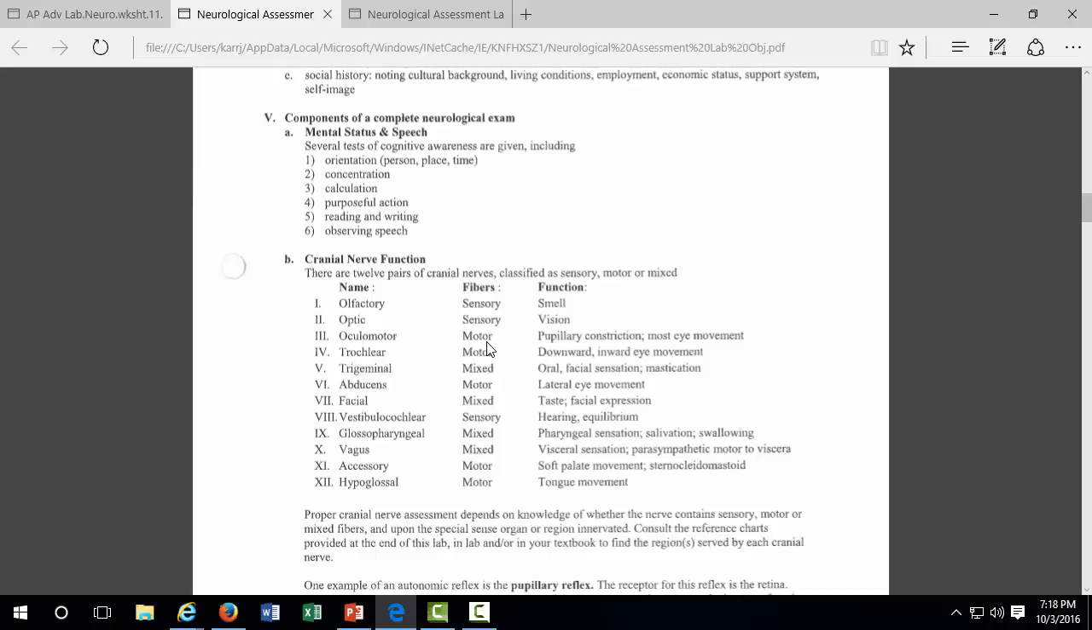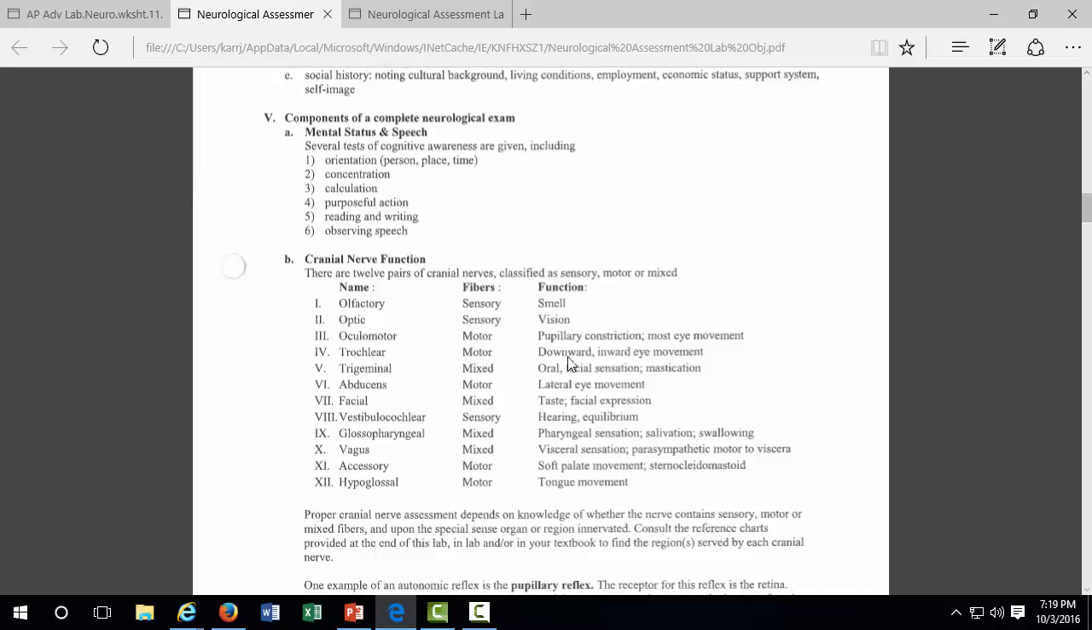So the motor is some response coming from the central nervous system, and in this case, it's eye movement. So the trigeminal and the facial nerve, those are 2 mixed nerves, which means they have some sensation component. So there's a sensory component, and yet there's a motor component as well.